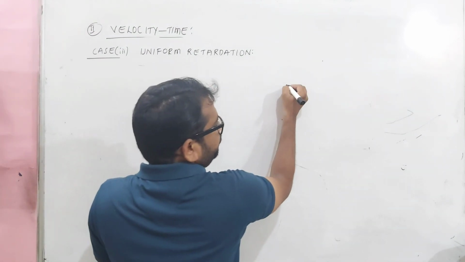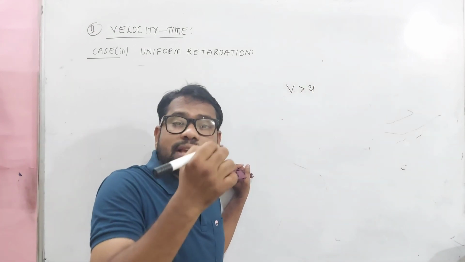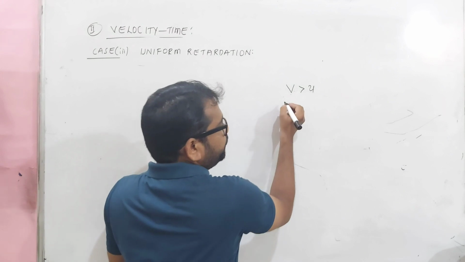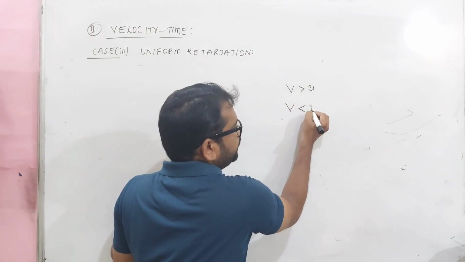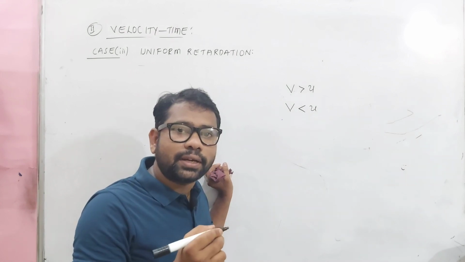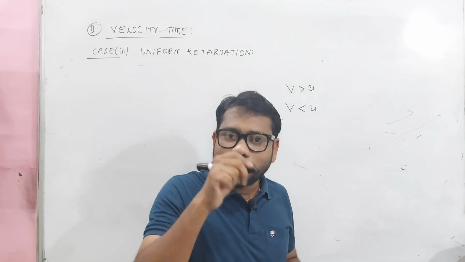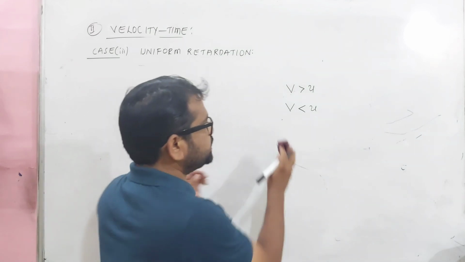Whenever the final velocity is greater than the initial velocity, we can say that the body has acceleration. Whereas if the final velocity is less than the initial velocity, then we can say, dear children, that the body has retardation. So in that case, how will the velocity-time graph be? Let us see.